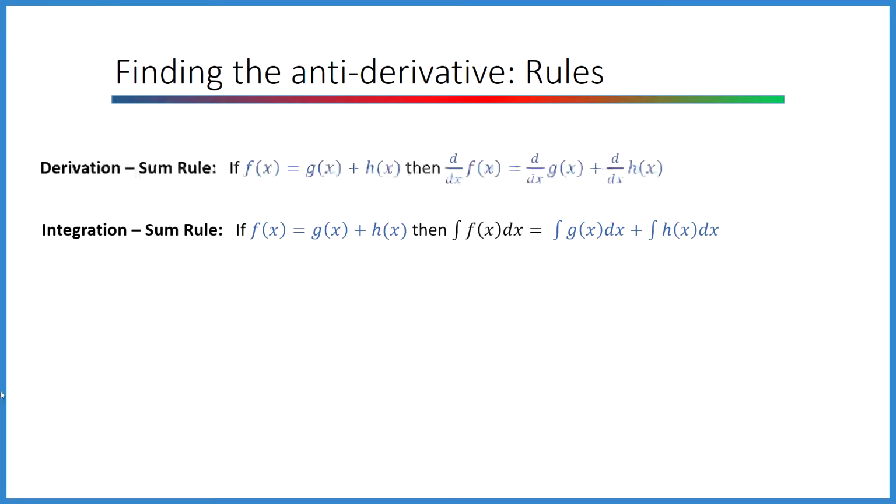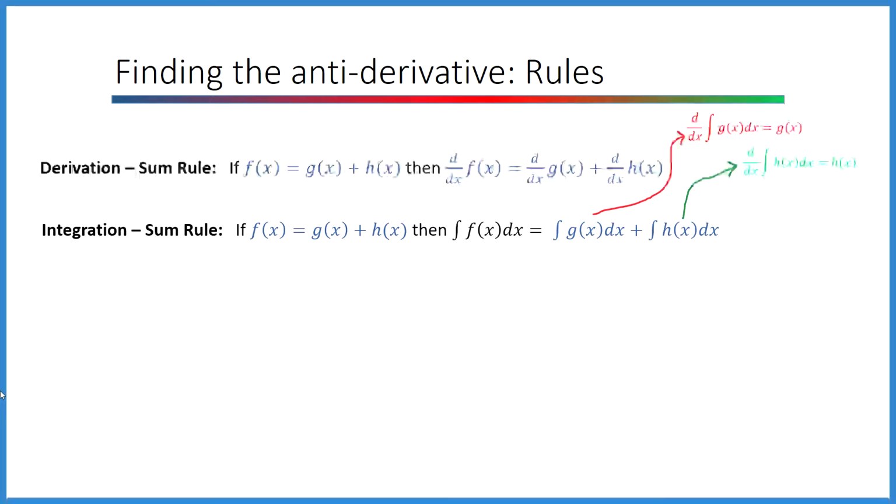Well, this will work if the derivative of the integral of f of x is equal to f of x, or in other words, if it is equal to g of x plus h of x. So let's figure out what the derivative of the integral of f of x is. We will work on the right side of that equation. We know that since the derivative of an integral is the original function, then the derivative of the integral of g of x dx must be equal to g of x. Similarly, the derivative of the integral of h of x is equal to h of x.